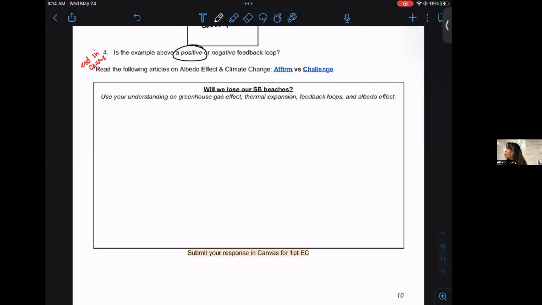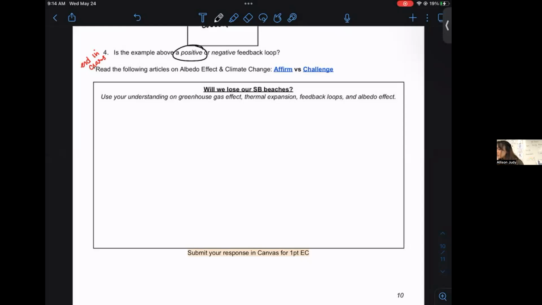You're going to read these articles, and together with your notes, you're going to write up an answer to the question, will we lose our Santa Barbara beaches? It is your practice for the test. It is also practice for looking at data that you will see on the test, a different set of data, but it's going to be your practice. So that's what the rest of the class is about. This is your study for the test.